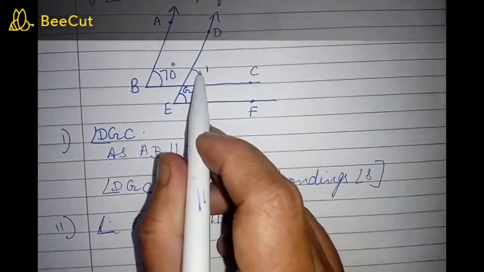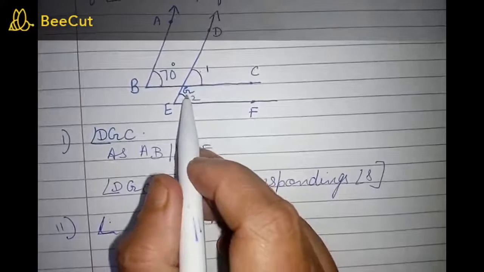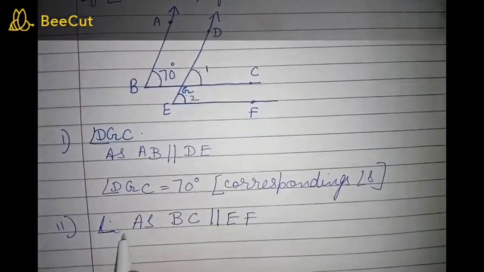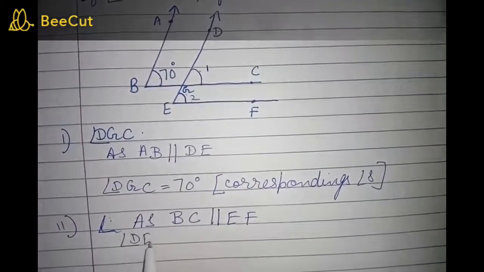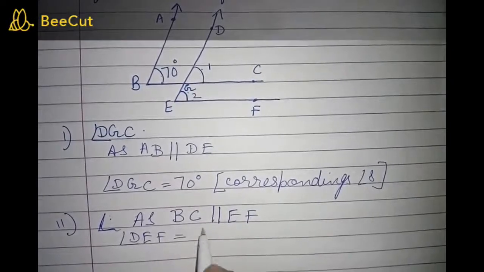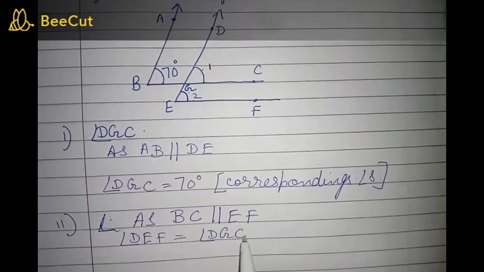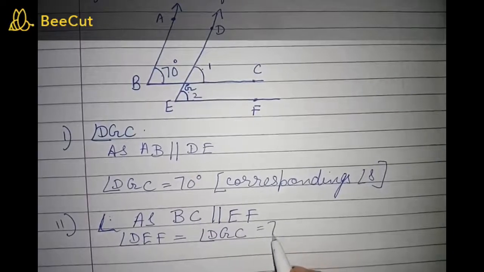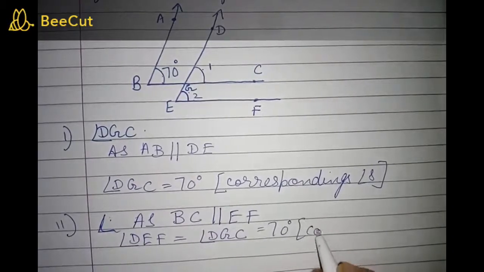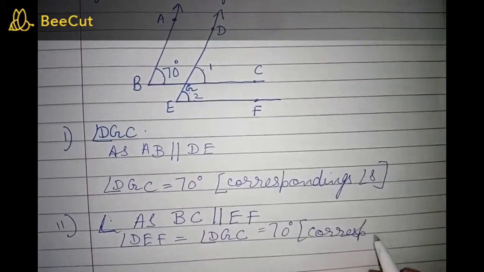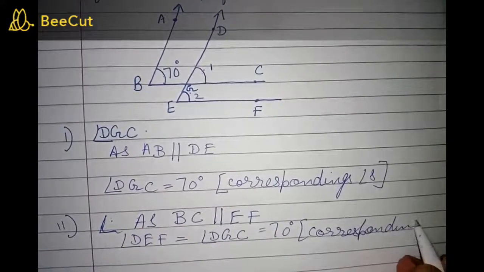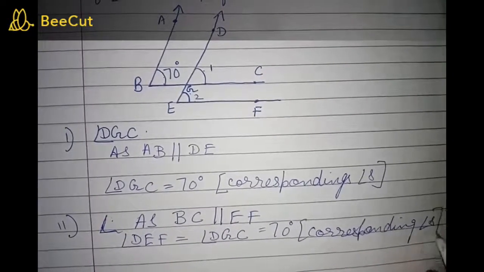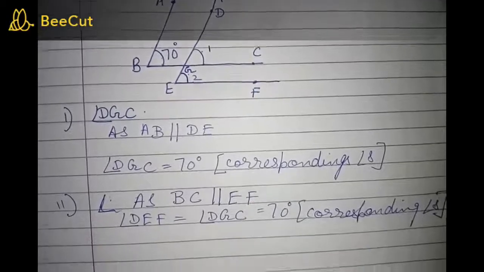The angle above this line and above this EF also. Therefore DEF is equal to DGC, and DGC we have just found as 70 degrees. Why? Because this is a corresponding angle. So side by side you have to give the reason also.